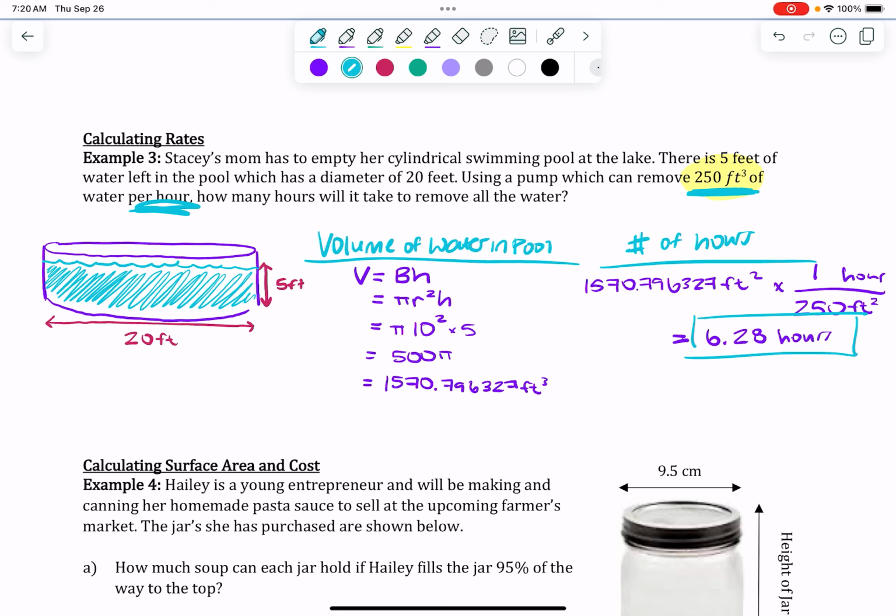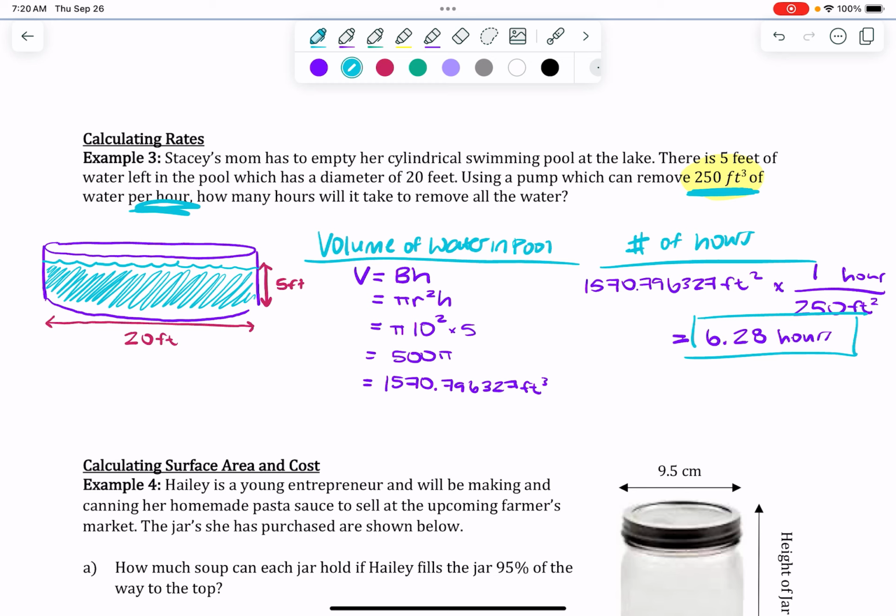Because in hours, I'm always basing things out of 60, right? There's 60 minutes in an hour. But 0.28 is not the same as 28 out of the 60, right? 0.28 is like 28 out of 100. So I can never say that this is 6 hours and 28 minutes. That would be an incorrect statement.